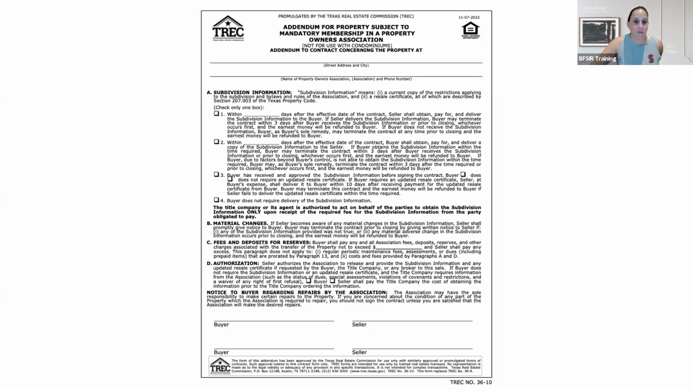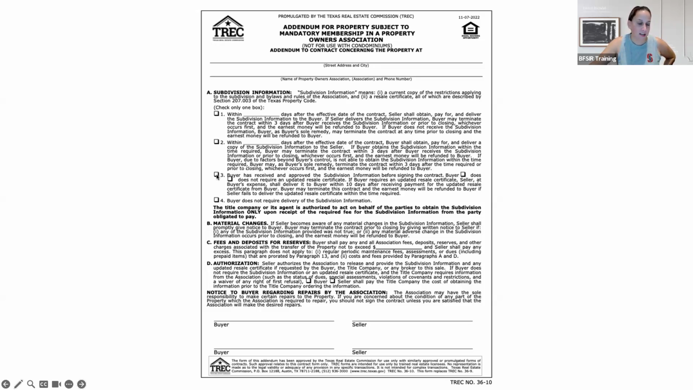Then it says if they do not receive it, buyer can terminate the contract and get the earnest money back. In this case, the language is the same, it's just that the buyer is paying for it. And it says if the buyer, due to factors beyond their control, is not able to obtain it within the time required, then they can terminate the contract if the HOA is non-responsive or something like that. So those are the differences between those two. But like I said, it's a very open-ended out.